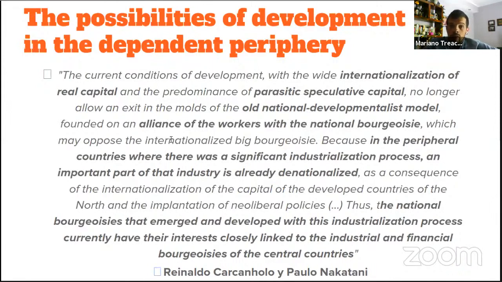So, the national bourgeois that emerged and developed with this industrialization process currently have their interests closely linked to the industrial and financial bourgeois of the central countries. So this will be the main argument against this national developmentalist idea, which uses this Bonapartist idea of state as well, thinking that a national development path can achieve a national autonomous development in the industry.